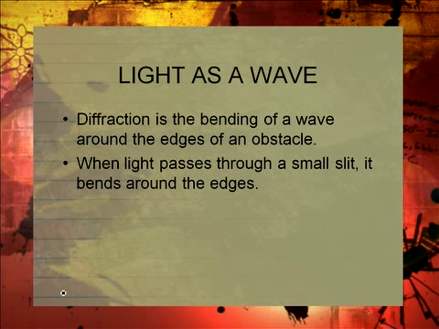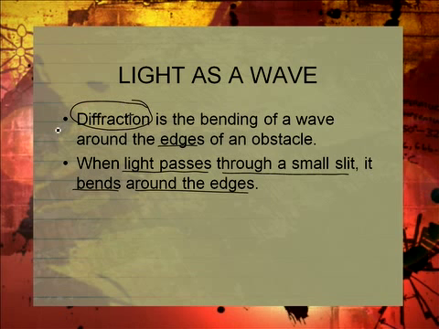Okay, let's proceed. When light passes through a small slit, it bends around the edges of that slit. Now, what is bending of waves around obstacles or edges of obstacles? That is called diffraction. And therefore, if light is able to bend around edges of such obstacles, we can say that light has a wave nature.